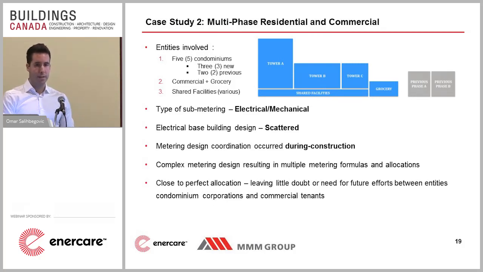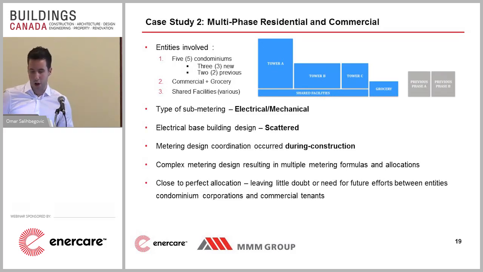And I do have to give credit to this developer for this project because he really had the foresight to take into consideration the end user, the condominium corporation and the tenants, and how they would want their utilities to be allocated. So everyone in tower A, B, and C was paying for what they were using.